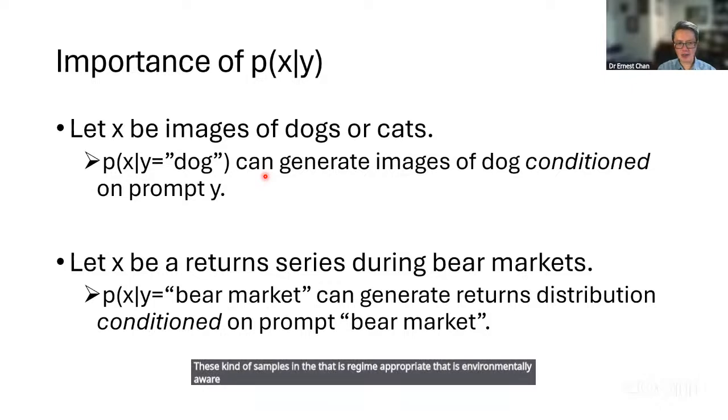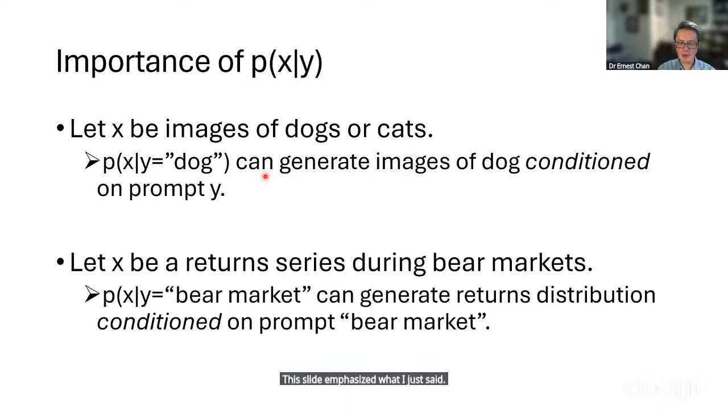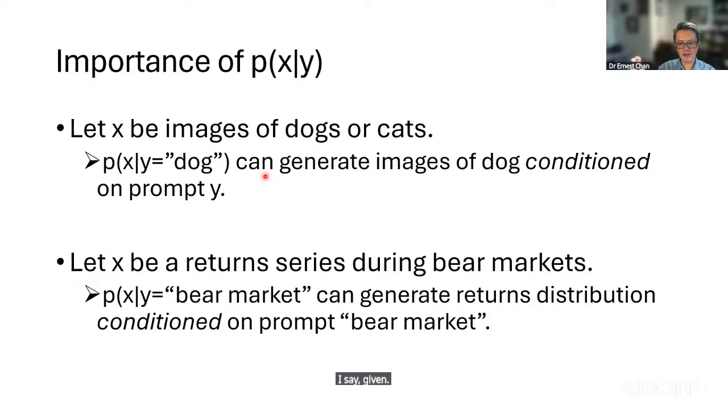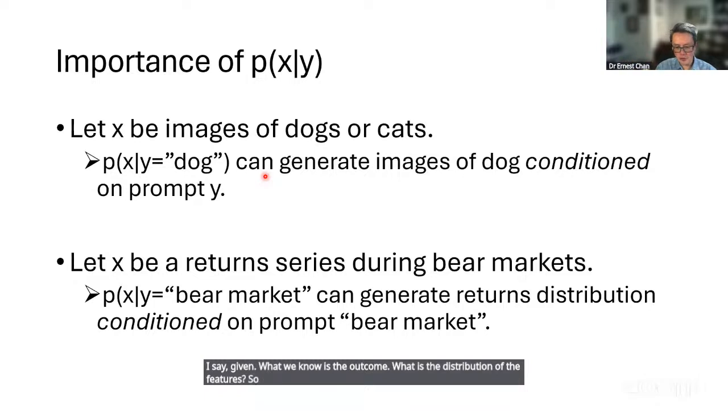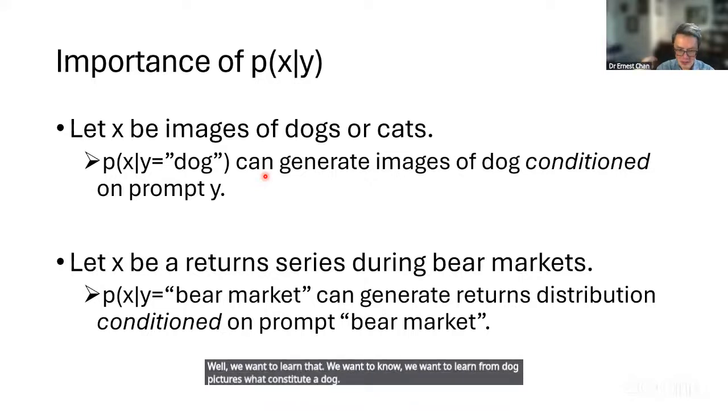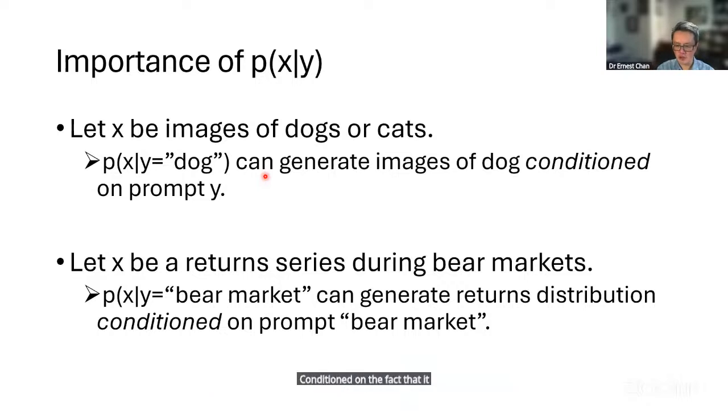This slide emphasizes what I just said. We turned the question around. Given what we know is the outcome, what is the distribution of the features? In the usual AI, X might be images of dogs and cats, images of pets. But what about the distribution of X when we know that it is a dog? We want to learn from dog pictures what constitutes a dog, conditioned on the fact that it is a dog. What is the distribution of the images?